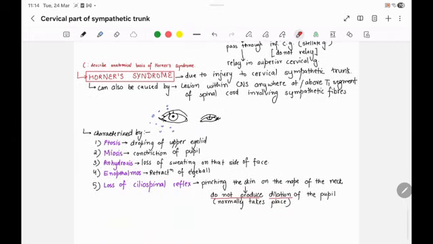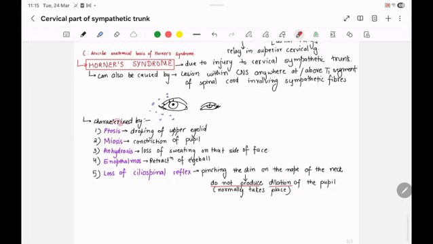So then we have the Horner's syndrome. It is due to the injury to the cervical sympathetic trunk, and it can also be caused by a lesion within the CNS or anywhere at or above the T1 segment, as all of them arise from the T1 segment of the spinal cord. The sympathetic fibers lie in the lateral region of the spinal cord. So any lesion here will affect it and will cause the Horner's syndrome.